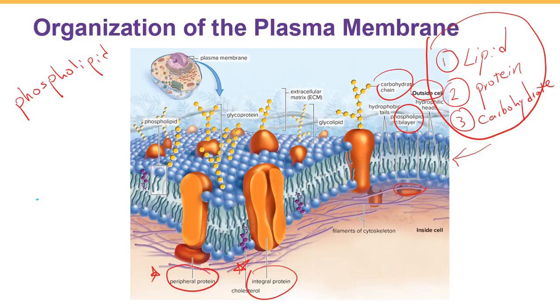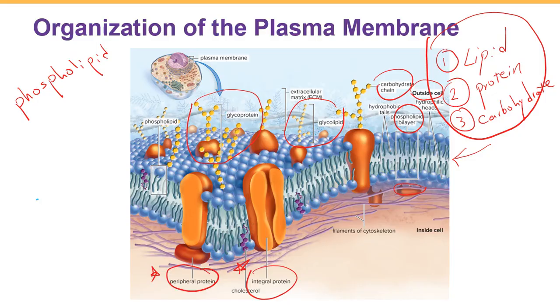Next, we have carbohydrate. So carbohydrate is only going to be found outside of the membrane. If you look here inside of the cell, we do not have any chains of carbohydrate. The carbohydrate chains are only found outside of the membrane. They can be attached to the protein, then we call them glycoprotein, or they can be attached to the lipid and we call them glycolipid. So some carbohydrates are attached to proteins and some are attached to lipids, called glycoproteins and glycolipids.